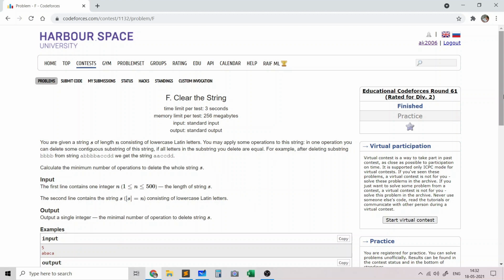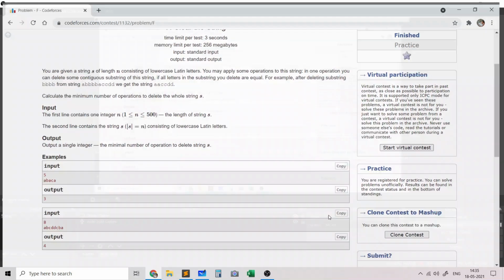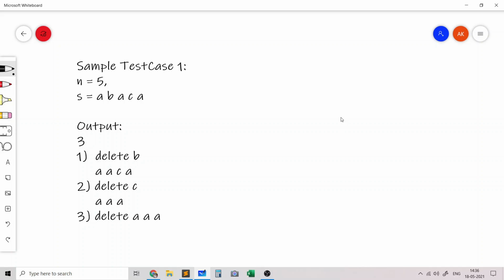For example, in the first test case, we are given a string of length 5, and the three operations which we would perform to delete the whole string are: first we would delete B. This would leave the string AACA. Then we would delete C. This would leave the string AAA, and then we would delete the whole string. So this takes three operations.